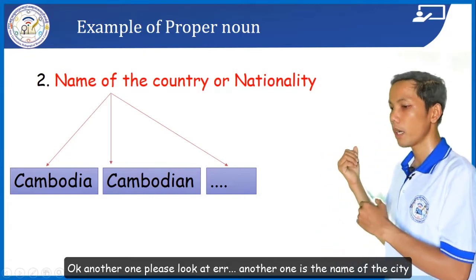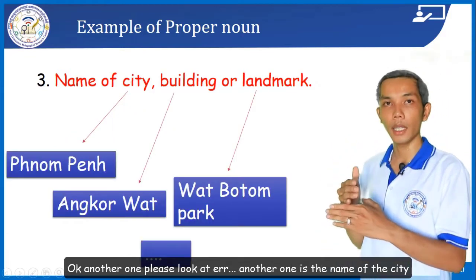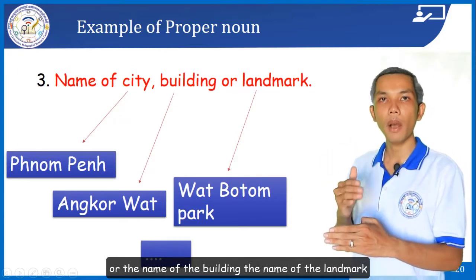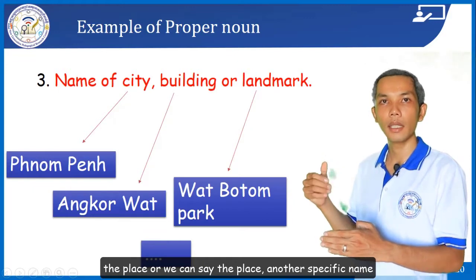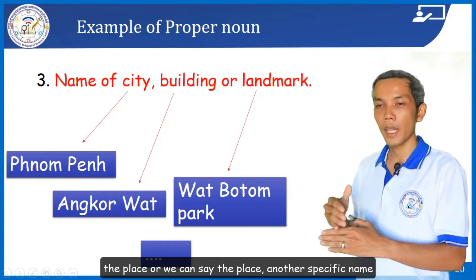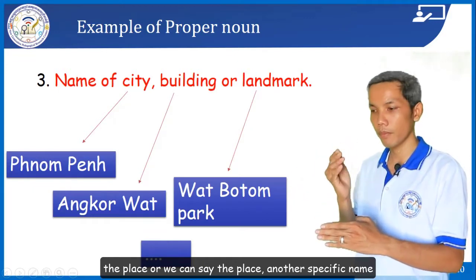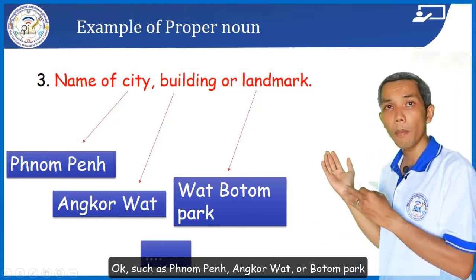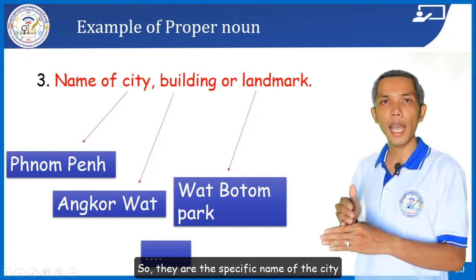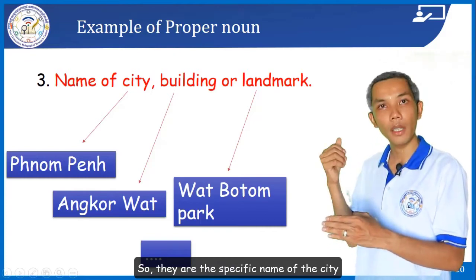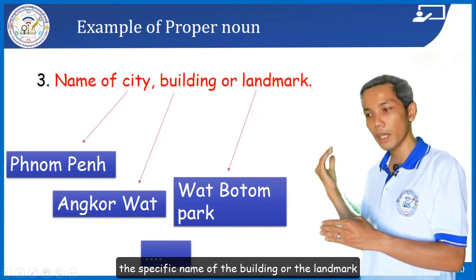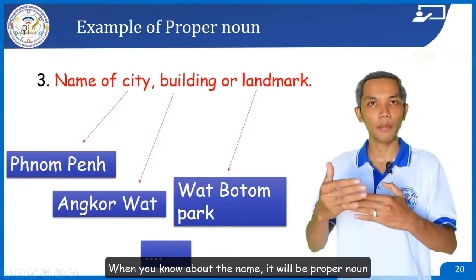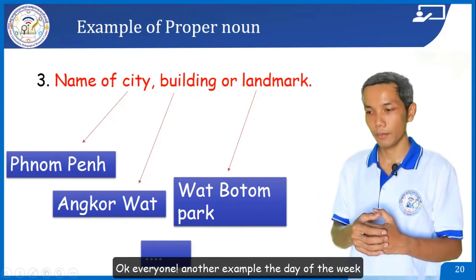Okay, another one is the name of the city, the name of the building, the name of the landmark, or we can say the place. Another specific name, such as Phnom Penh, Angkor Wat, or Botum Park. So they are the specific name of the city, the specific name of the building, or the landmark. When you know about the name, it will be proper noun.